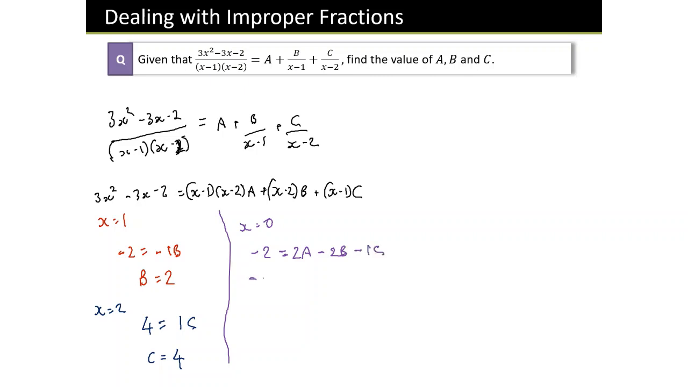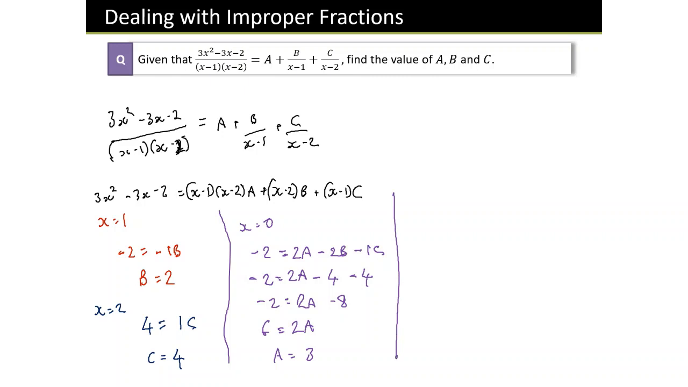So after that, we get minus 2 equals 2a. Then we know that minus 2b is going to be minus 4. We know that minus 1c is going to be minus 4. So we get minus 2 equals 2a minus 8. We can add 8 to both sides, giving 6 equals 2a. And therefore a equals 3.